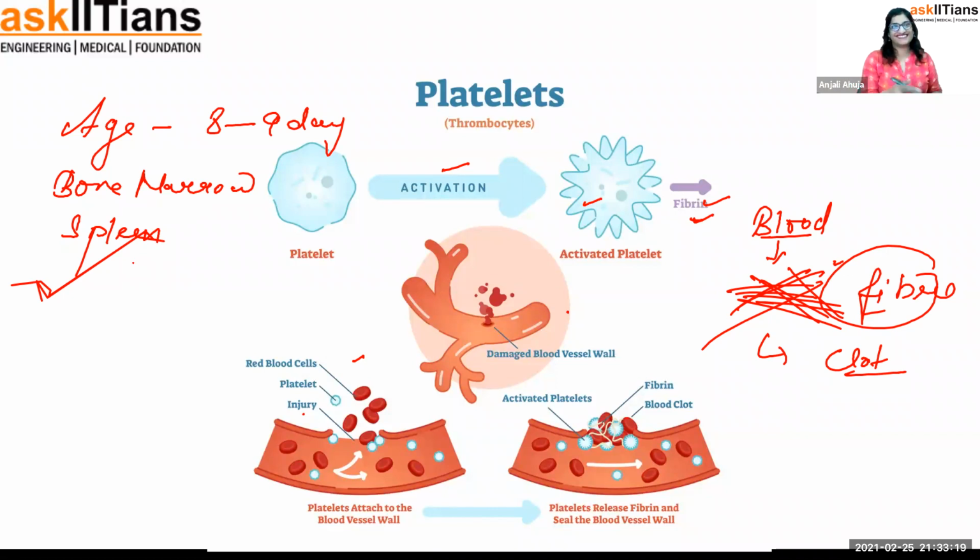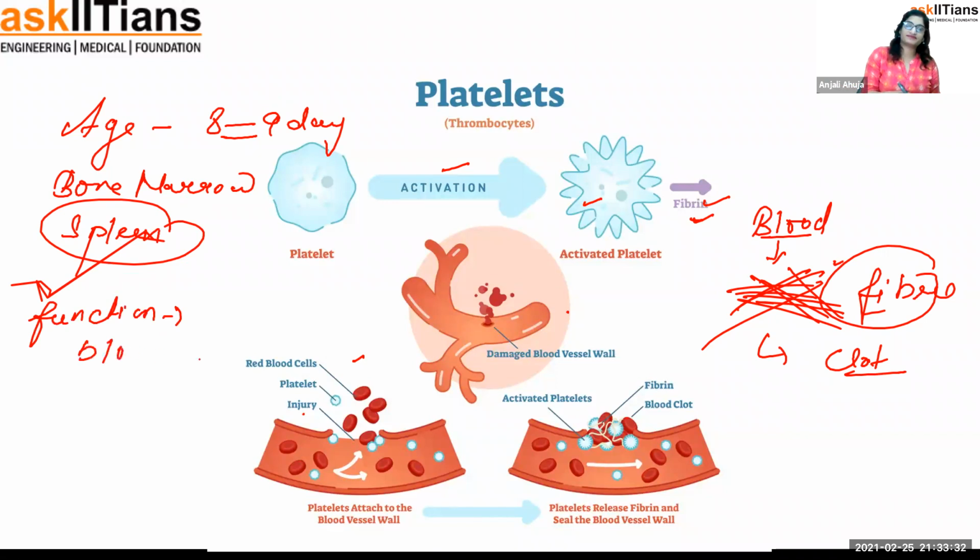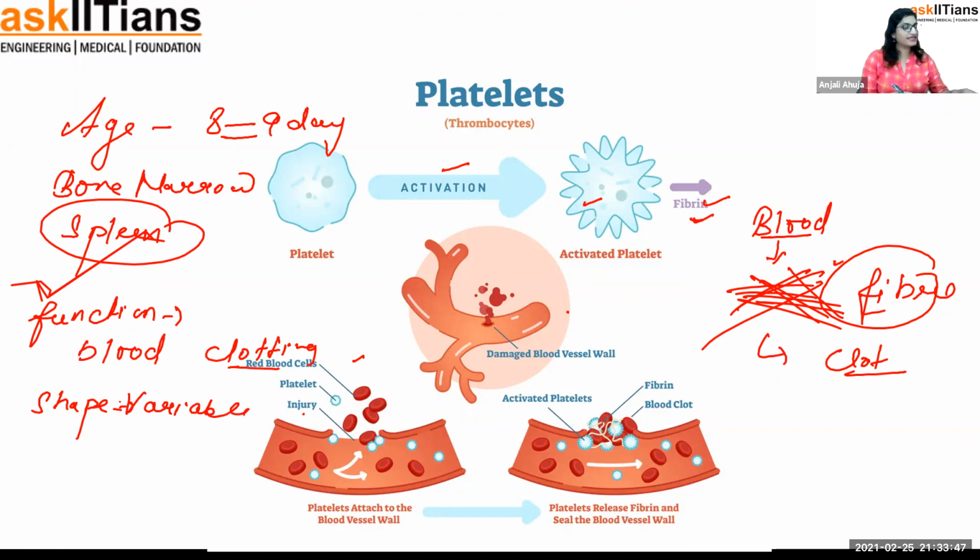I didn't realize. So they have an age of 8 to 9 days. Next, spleen. Yes, I was saying they die in the spleen. And if a question comes asking what is the function of platelets, you will say they help in blood clotting. And if you want to talk about the shape, just make headings while you write it. They are present in variable shape. That can be oval, circular, any particular shape. So variable shape. So that's all about the platelets. I suppose now everything is clear to you.